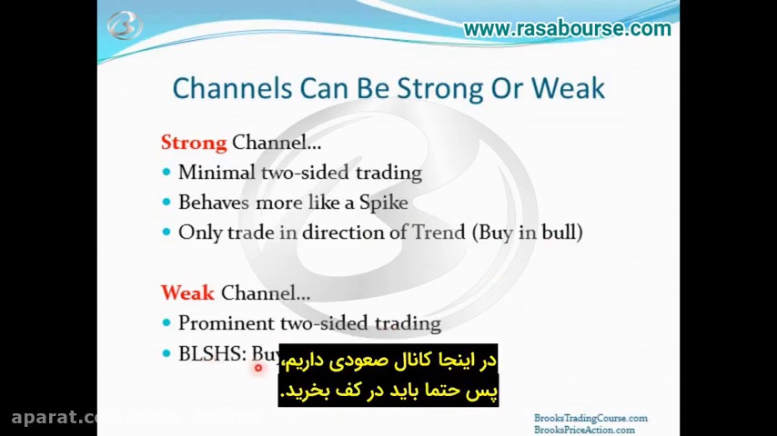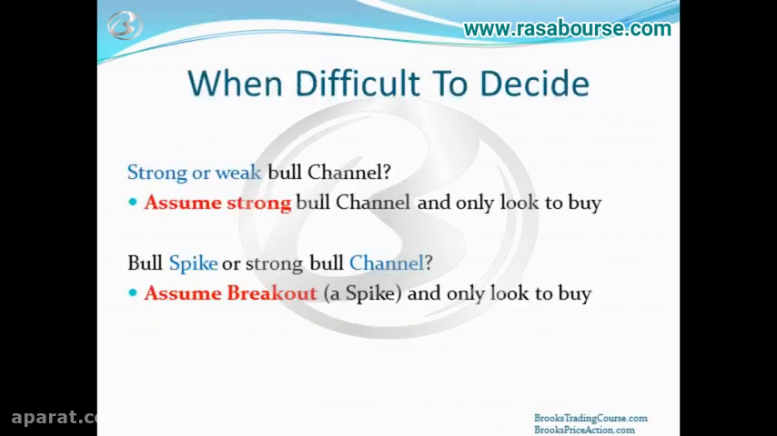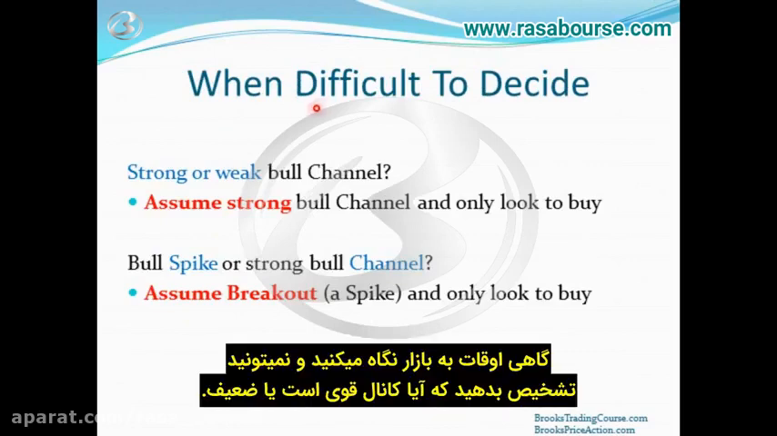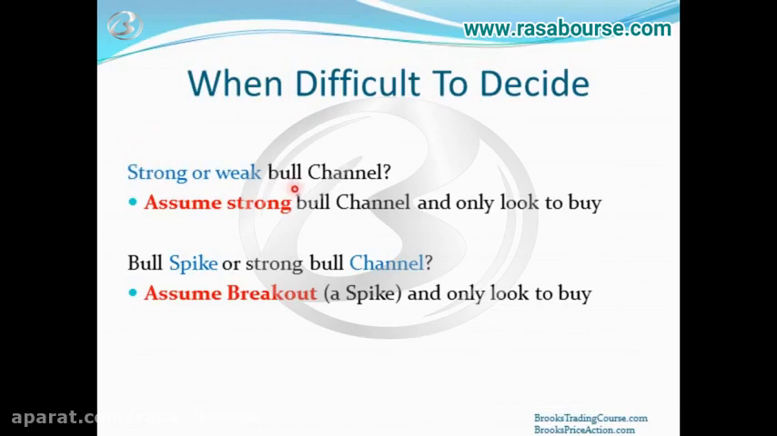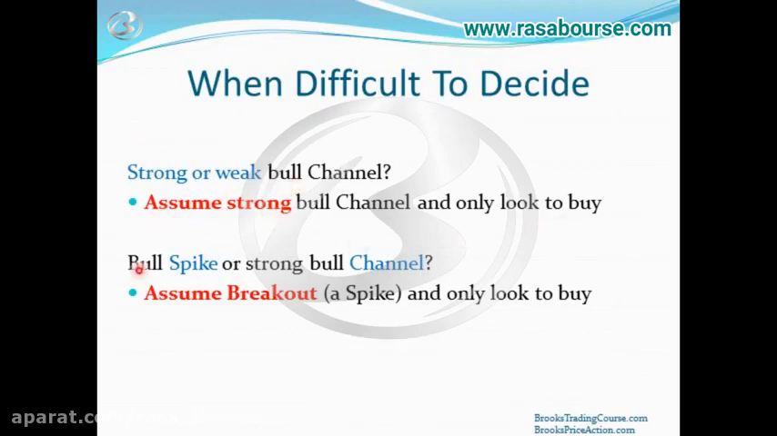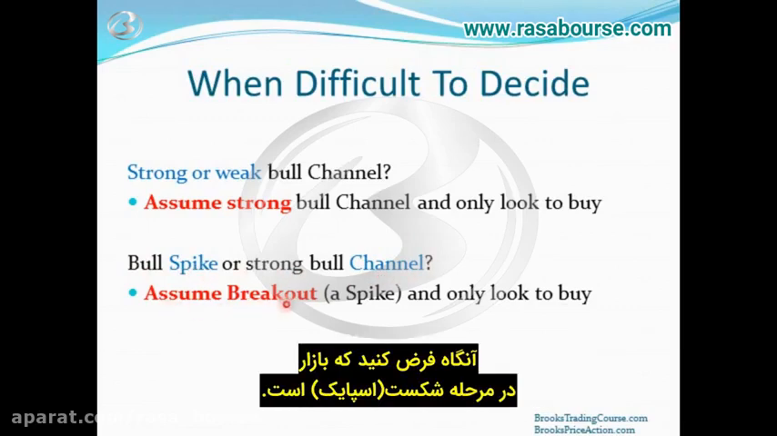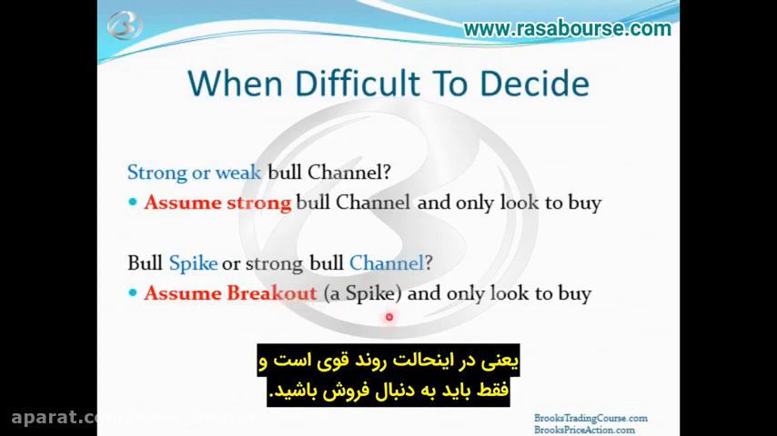Since it's a bull channel, make sure to buy low to take the longs. Taking the sells at the top of the channel is less important. When you're looking at the market and you cannot decide whether a channel is strong or weak, assume that it is strong and only look to buy. When you cannot decide if it's still in the spike phase or if it has transitioned into the channel phase, assume that it's in the breakout phase, in other words, strong, and only look to buy.